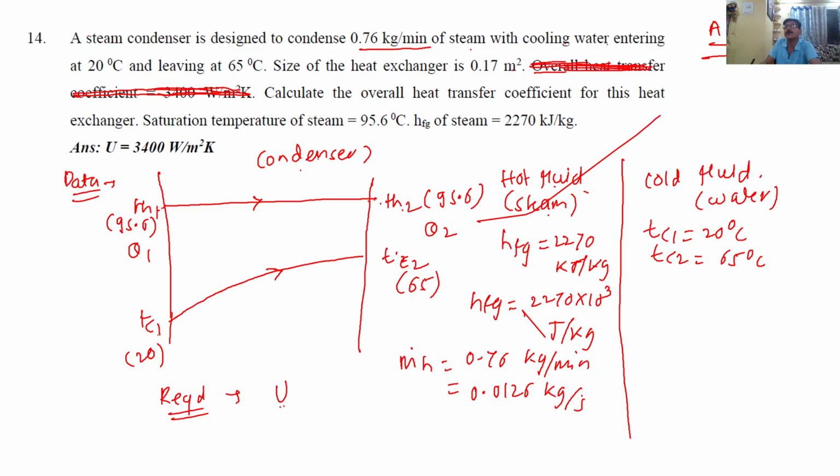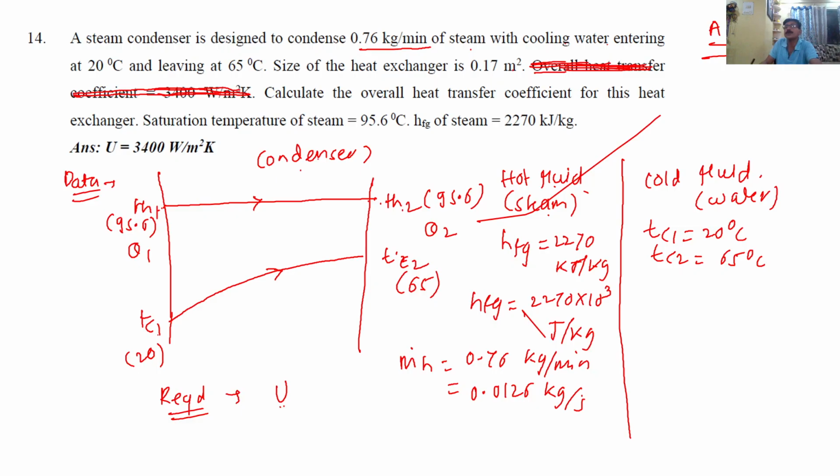So let's start with Q. What is Q? M dot H, CPH, TH1 minus TH2. I am writing heat balance equation for hot fluid. Now for cold fluid, M dot C, CPC, TC2 minus TC1. Okay. Now choose any one out of these depending on data. I know M dot H, I know CPH, I know TH1 and I know TH2. I can't go for this because TC2 is unknown. That is asked to you. So I will use this combination.